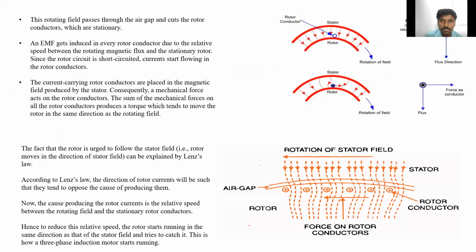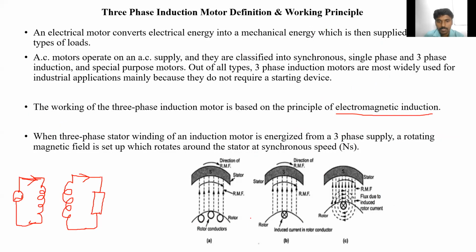So what happens there? For example, I will show you. Look here, look at the C figure. Here we have one conductor. We are taking only one conductor. This is the stator flux, the rotating magnetic field, in this direction. Next, the flux produced by the rotor conductors is in this direction. Clear? So here we can see this is the conductor, and this conductor is subjected to two forces.